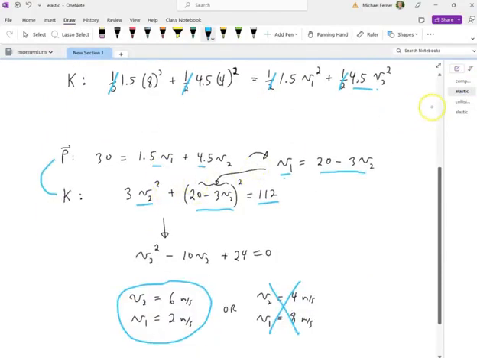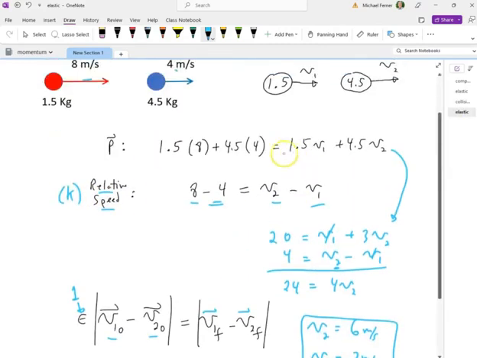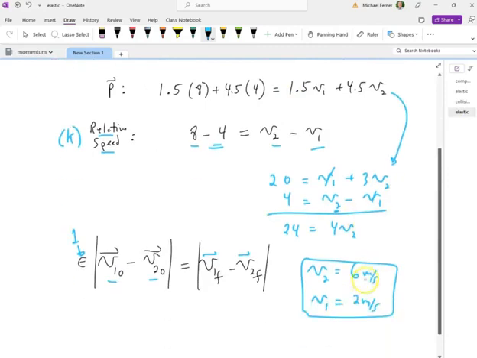Of the three methods, the preferred one would be dealing with the relative speed. It doesn't require you to have the worksheet. The algebra is very simple. And that will be what we use in class. And also, if you had a restitution coefficient different from 1, you have the means to put that in here in this formula.